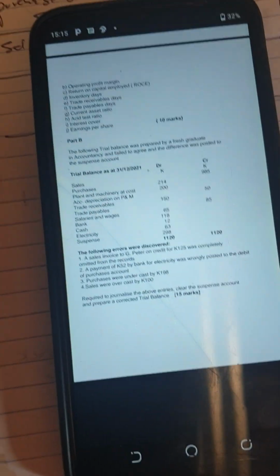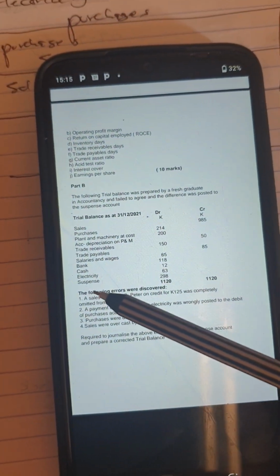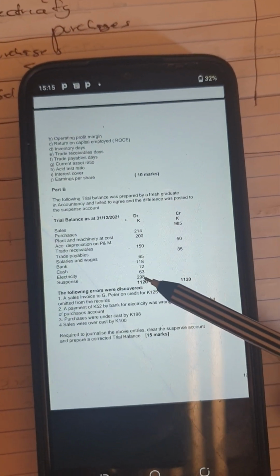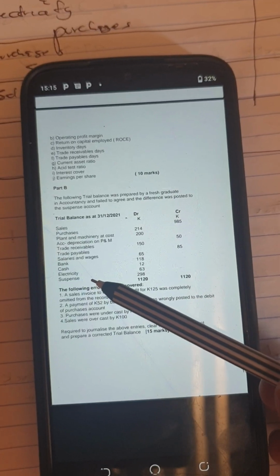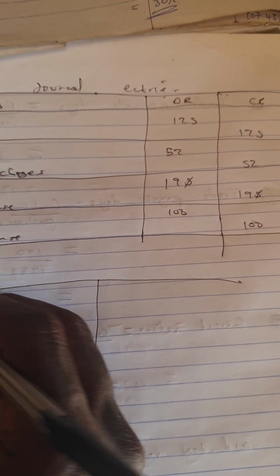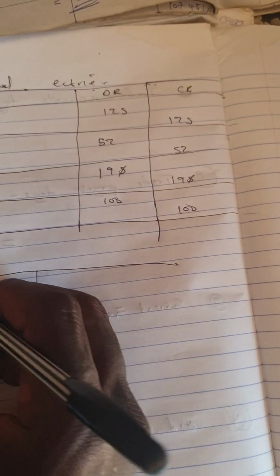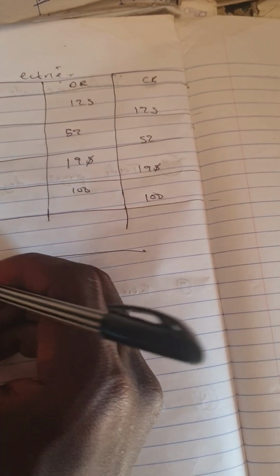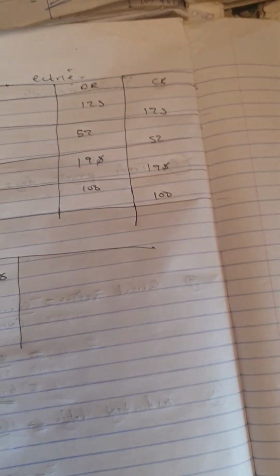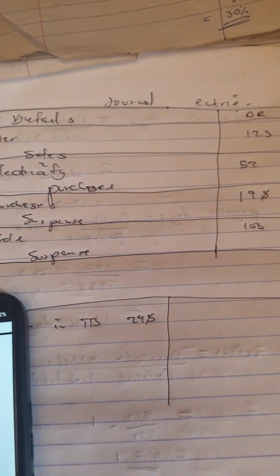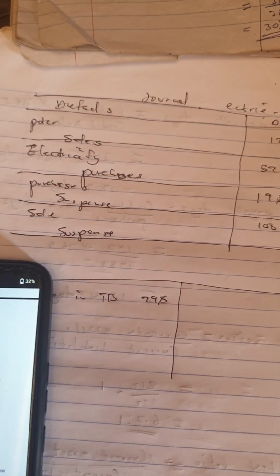In the trial balance that was prepared, on the debit side there's a shortage of 298. That's why they've written it to be 298. So we have a difference in the trial balance on the debit side. Difference in trial balance to be 298. Then we're going to get the information from the journal entries, only where the suspense is involved.